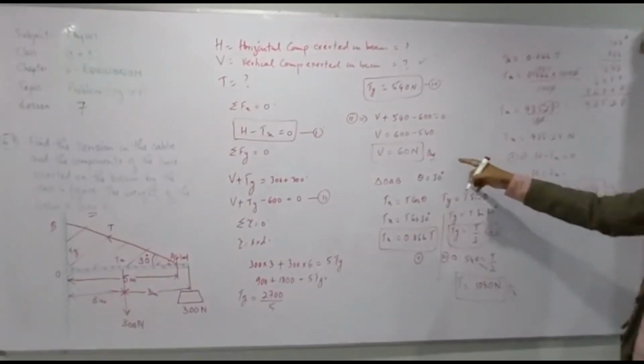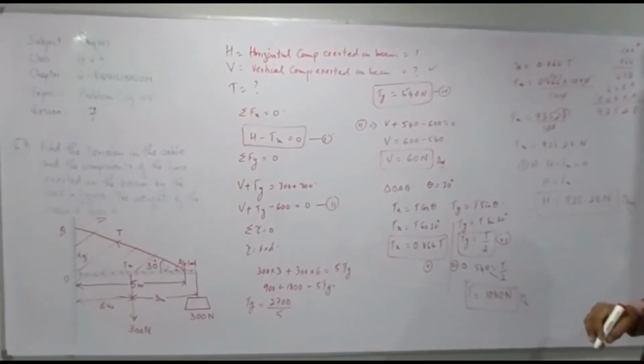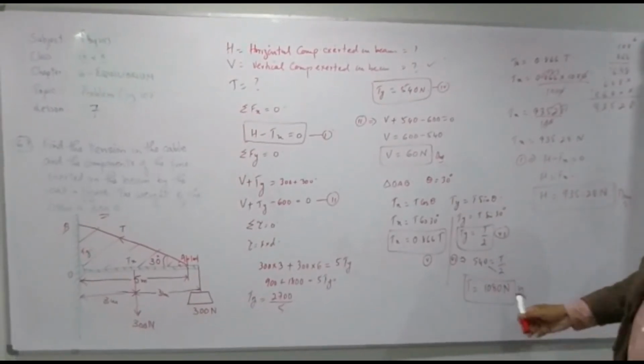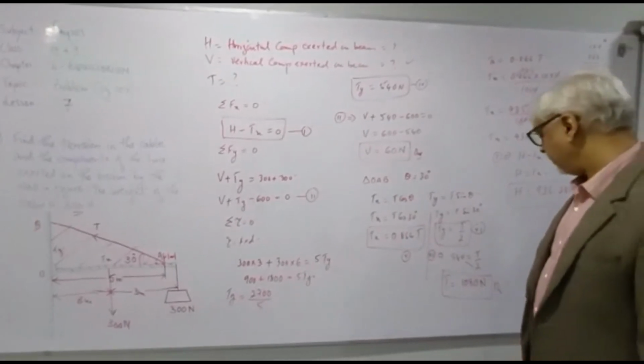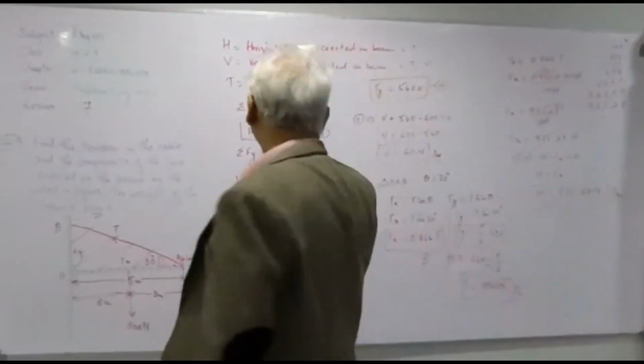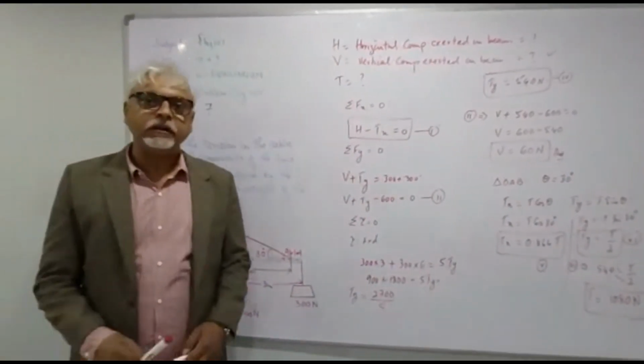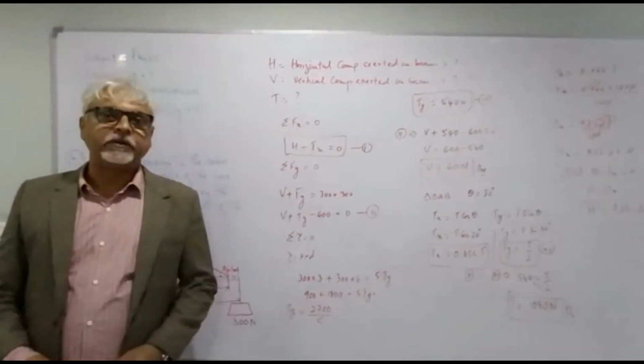The vertical component exerted on the beam is 60 Newton, and the tension in this cable, as you can see over here, is 1080 Newton. Right? So I hope it is clear to you all. And with this we complete this chapter. Take care.